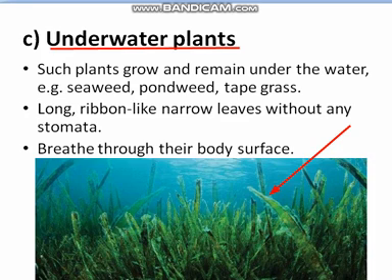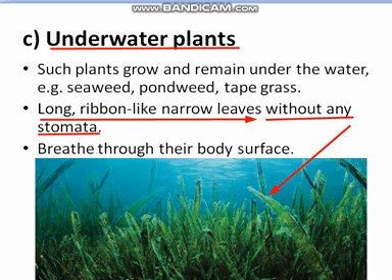Now let's talk about the adaptations of these underwater plants. They have long ribbon-like narrow leaves without any stomata. Their leaves do not have any stomata. When we talk about fixed aquatic plants, they have stomata but on the upper side of the leaves. But when we talk about underwater plants, they do not have any sort of stomata on their leaves.